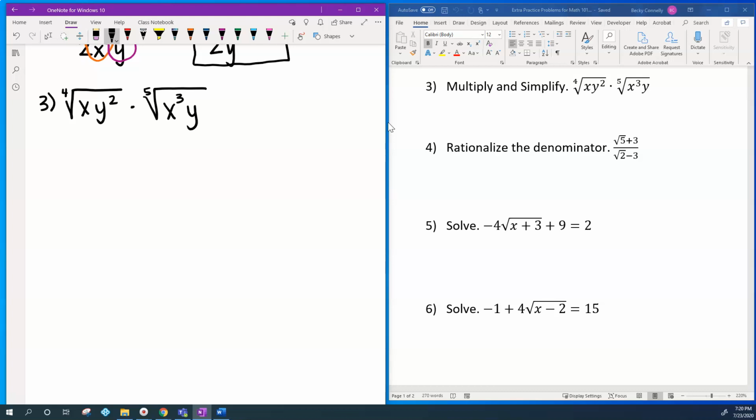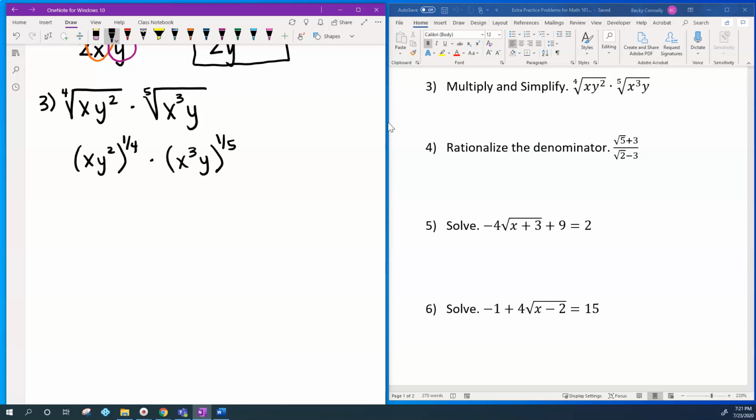Okay, so David's saying use rational exponents. And I think that's a great place to start, right? So we could change this first one to be xy to the 2nd, all raised to the 1/4 power. Remember, the 4th root of something is really the 1/4 power. And the other one would be x to the 3rd, y, all raised to the 1/5 power. All right, and I like changing these to rational exponents because it makes it a little bit easier for me to make sure I don't make mistakes with it, right?